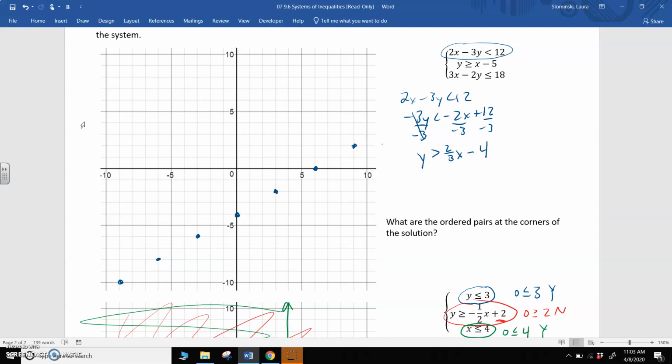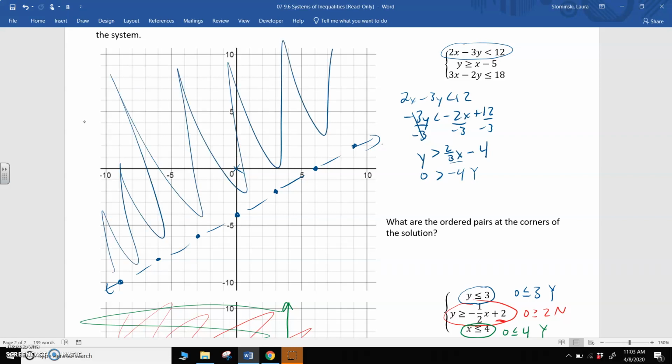Now it's just greater than, so this one needs to be a dotted line or a dashed line. And then finally I can use my favorite point: is 0 greater than, this will go away, -4? Yes, 0 is greater than -4, so for this one I would shade everything up here.